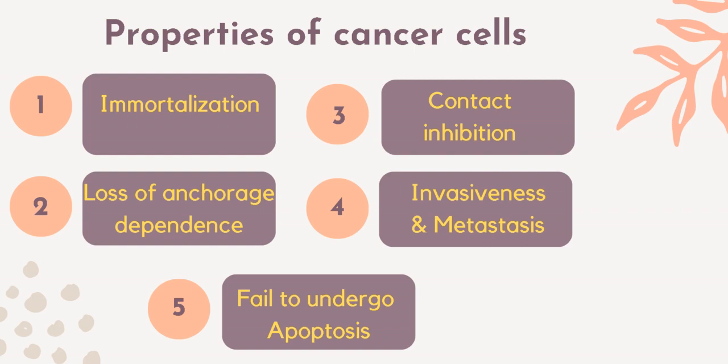Number five, failure to undergo apoptosis. Apoptosis means programmed cell death. So another general characteristic of most cancer cells is that they fail to undergo apoptosis and therefore exhibit increased lifespans compared to their normal counterparts.